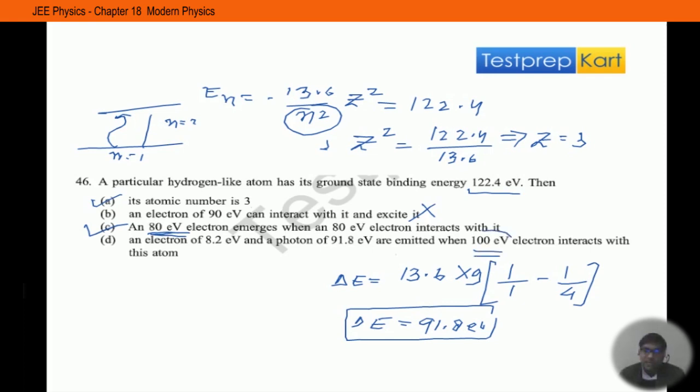Now next is when 100 electron volt interaction takes place. So the total energy is 100 electron volt. Absorption would be 91.8 and the remaining portion would be 100 minus 91.8. So this would be the energy of the photon which is coming out. So this is 8.2 electron volt. So D is also correct. So A, C and D are correct in this question. The key point is if it is a hydrogen-like nucleus, then energy can be represented by this expression.